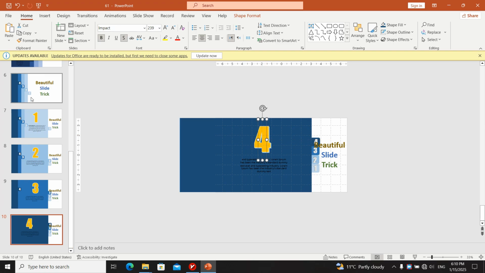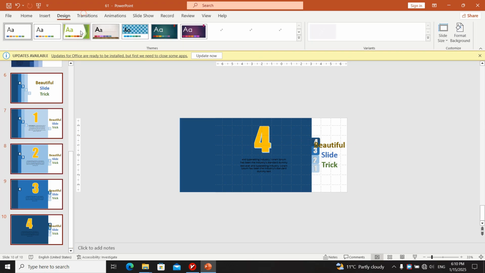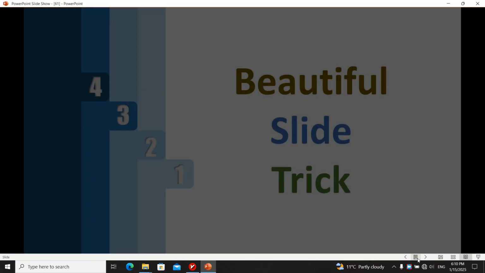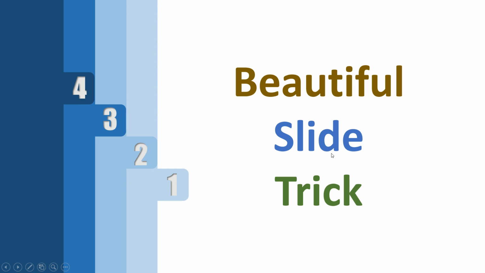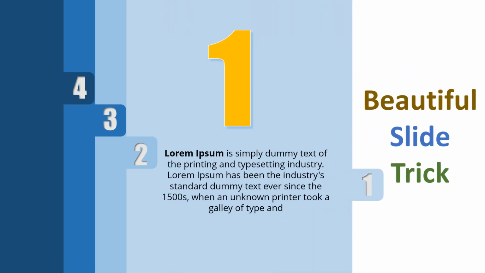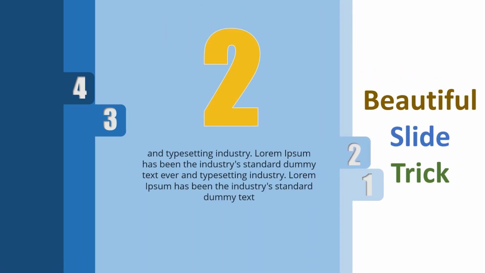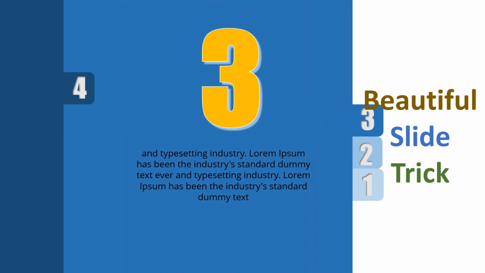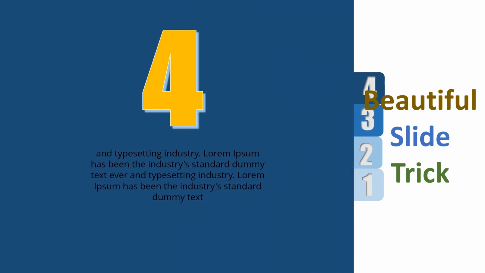Okay, now we select all of them and make the transition Morph. Let's see what happened. Sorry, I clicked a wrong number. Let's see. As smooth as possible. As you can see, this is one of my greatest works, and it looks amazing.